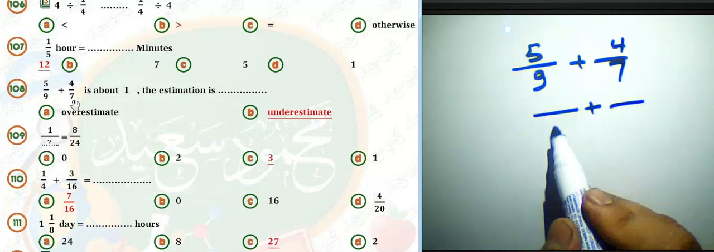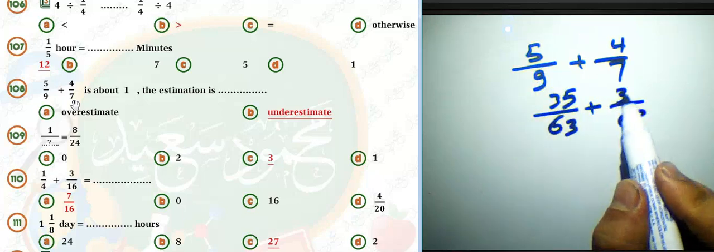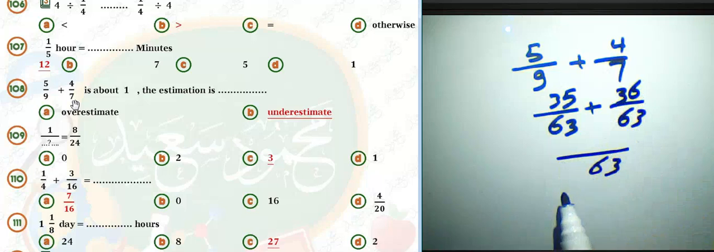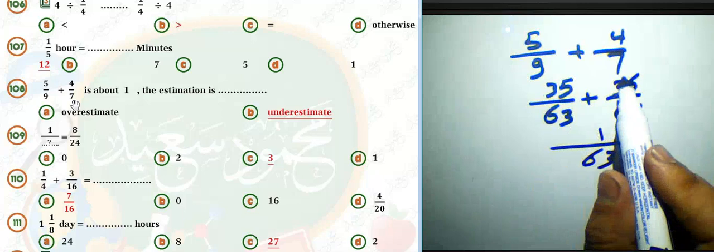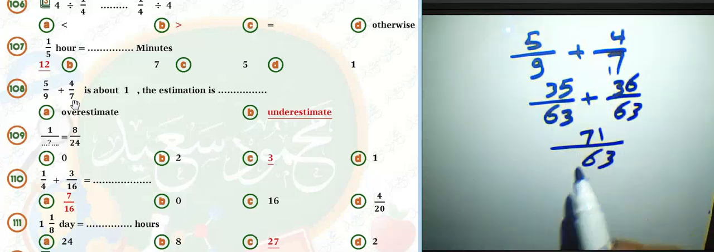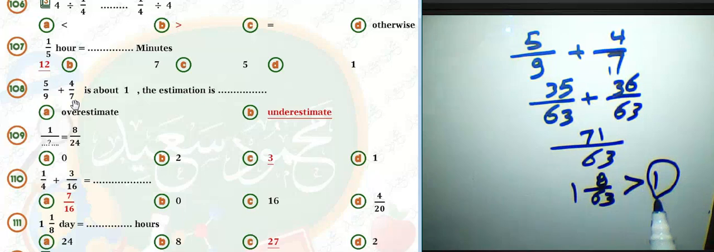We know 7 times 9 equals 63. 7 times 5 equals 35. 4 times 9 equals 36. Write 63 here and add them in the numerator. 6 plus 5 equals 11, write 1 and carry 1. 3 plus 1 is 4, 4 plus 3 equals 7. 71 over 63 we can write here, and the difference between them, 11 minus 3 equals 8. So this number is greater than 1. So the estimation here will be an underestimate, because 1 is less than 1 and 8 over 63. It's underestimation.